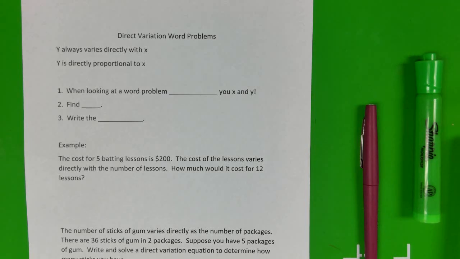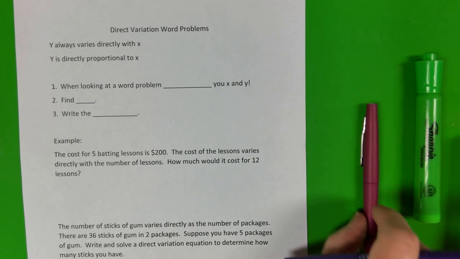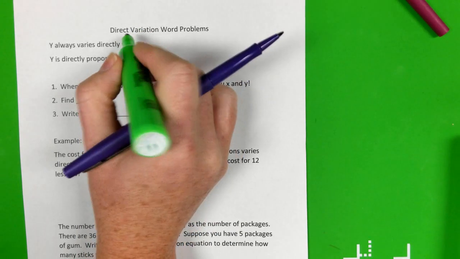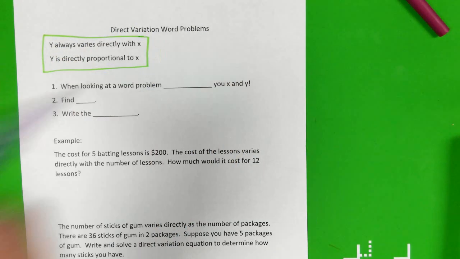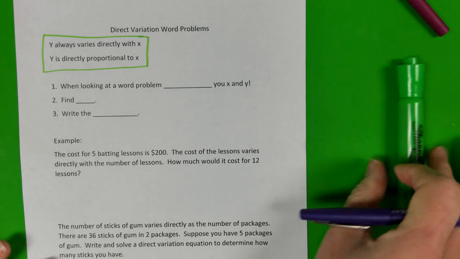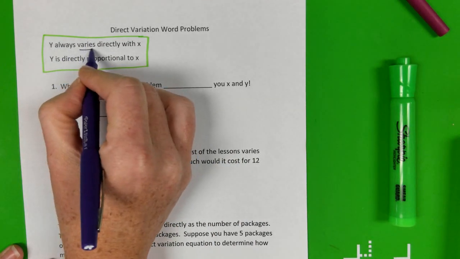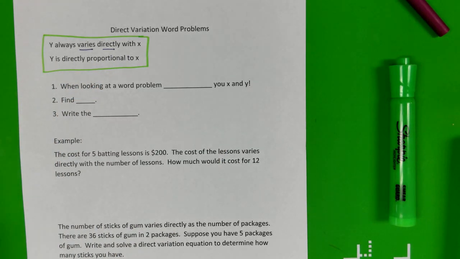In this lesson, we're going to take what we know about writing direct variation equations, and now we're going to apply word problems or real life situations. So the first thing that's really important is this information right here. And what I want to point out is that it says y always varies directly with x. We're going to see that wording in our word problems. And so if we know that, it's going to help us know what is my x and what is my y.